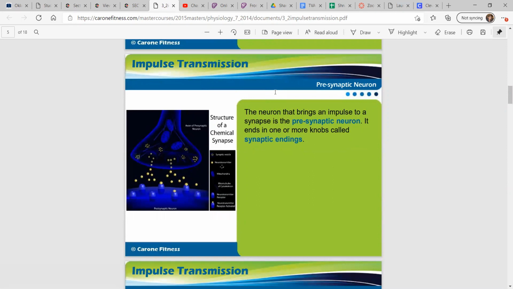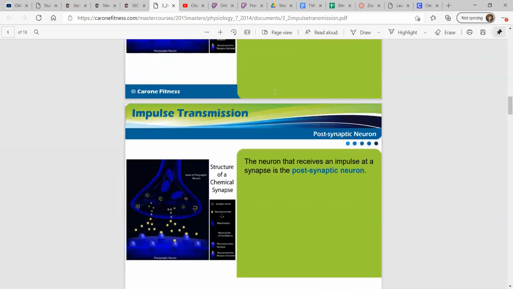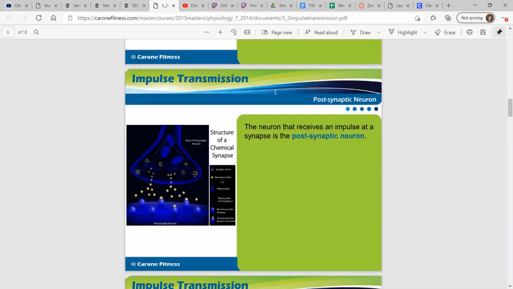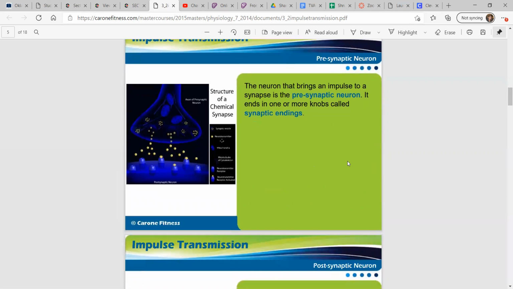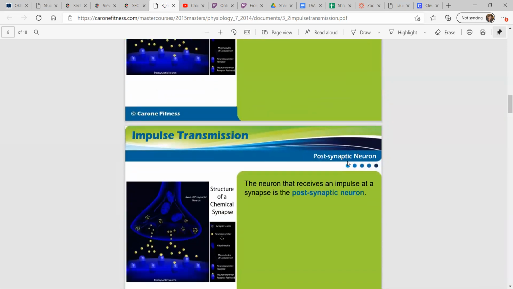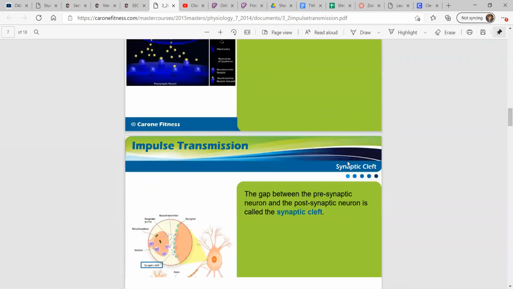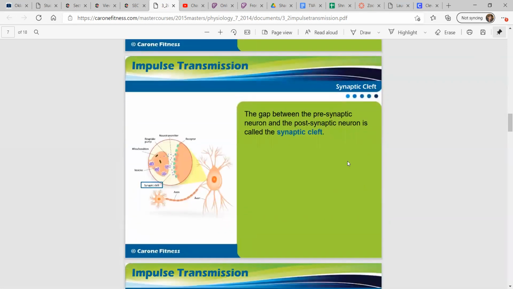The neuron that brings an impulse to a synapse is the presynaptic neuron. It ends in one or more knobs called synaptic endings. And the neuron that receives an impulse at a synapse is the postsynaptic neuron. So pre is the one bringing an impulse. The one receiving an impulse is postsynaptic. And the gap between the presynaptic neuron and the postsynaptic neuron is called the synaptic cleft. So that gap, we refer to that as a cleft.